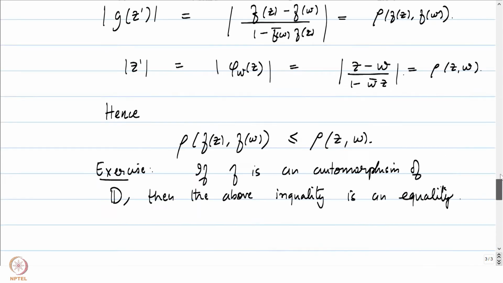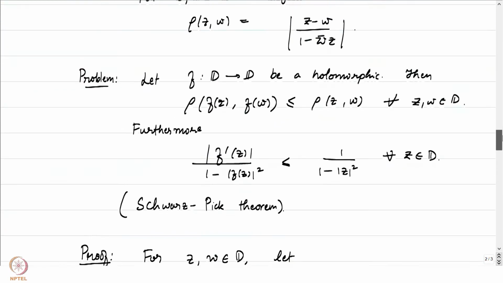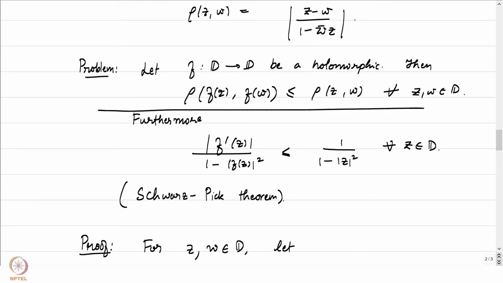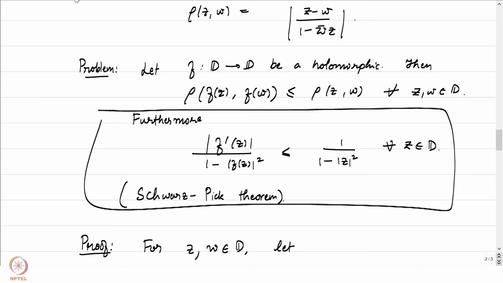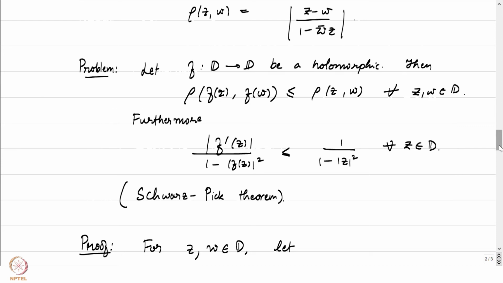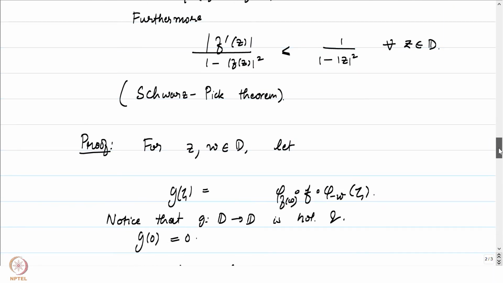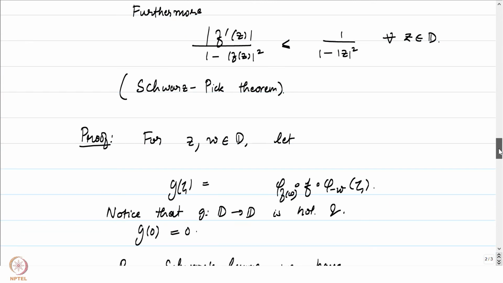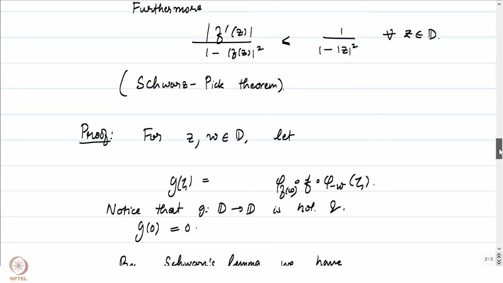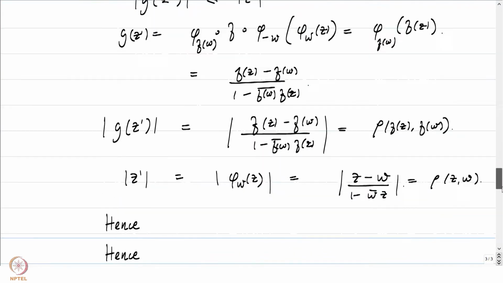The Schwarz theorem will be complete if I prove this part as well. In order to do that, we have to show that the absolute value of f prime of Z by 1 minus the absolute value of f of Z the whole square is less than or equal to 1 by 1 minus mod Z square. Let's prove that.